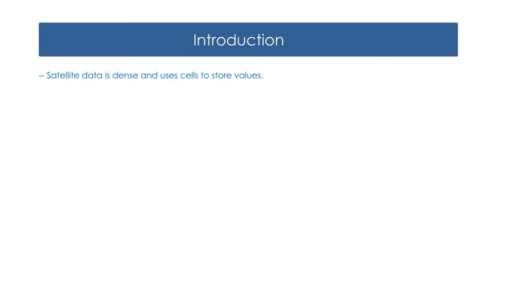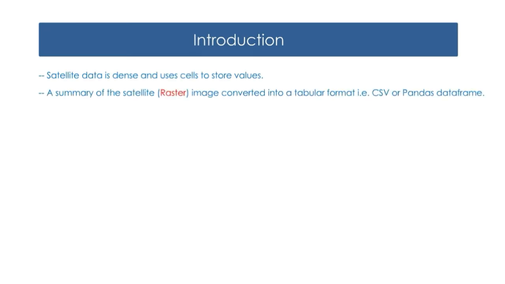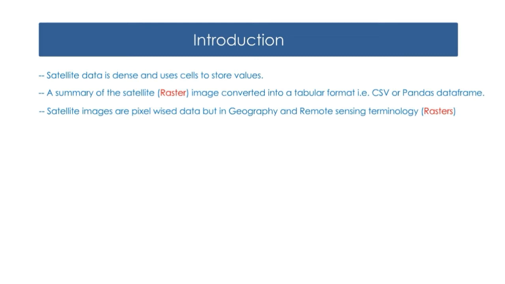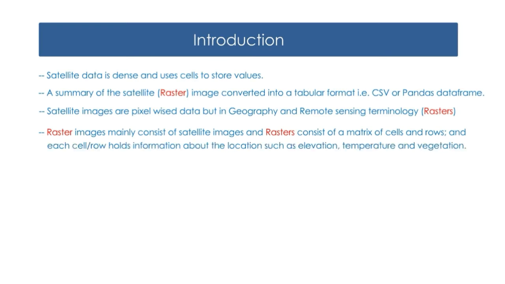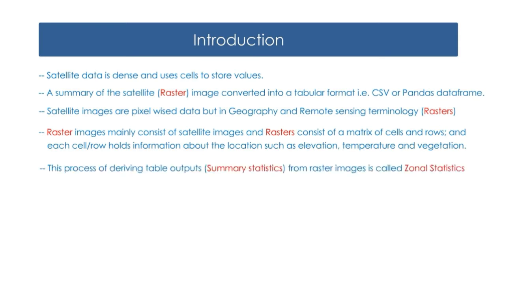Satellite data is dense and uses cells to store values. In many cases, however, we want only a summary of the satellite, that is, the raster image converted into a tabular format, which is a CSV or Pandas data frame. Satellite images are pixel-wise data, just like any other types of images we have used. In geography and remote sensing terminology, these are called rasters. Raster images mainly consist of satellite images, and rasters consist of a matrix of cells and rows, and each cell holds information about the location, such as elevation, temperature and vegetation. This process of deriving table outputs, that is, summary statistics from raster images, is called zonal statistics.